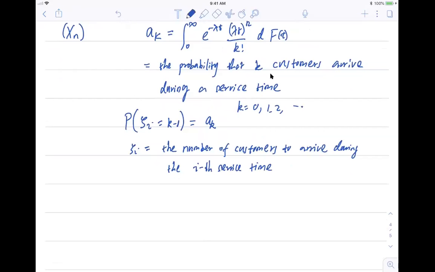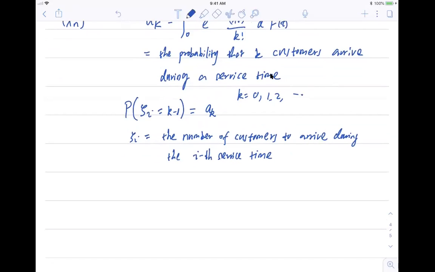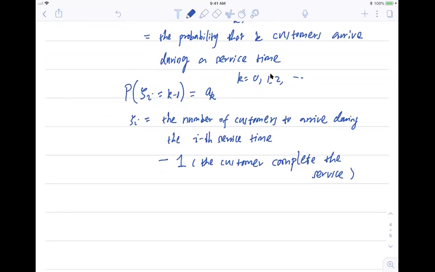So this is the number of customers that arrive while the i-th customer gets served, the total number of new customers that come during the service time. And also you minus one, so this one means the customer completes the service. So the probability of psi i equals k minus 1 is given by a_k.